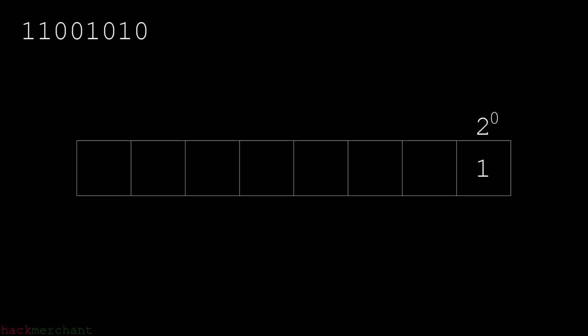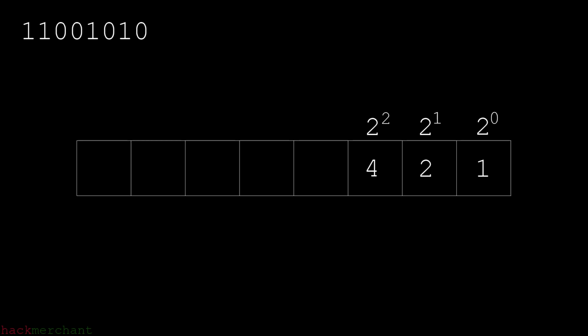Next, the base number will of course remain the same, but we're going to increment the exponent by 1. And any number to the power of 1 will be equal to the base number, so in our case, 2. So 2 to the power of 1 is 2. So we place 2 in the second column from the right. Next, again, we only increment the exponent by 1. So 2 to the power of 2 is 4, and we place 4 in the third column from the right.